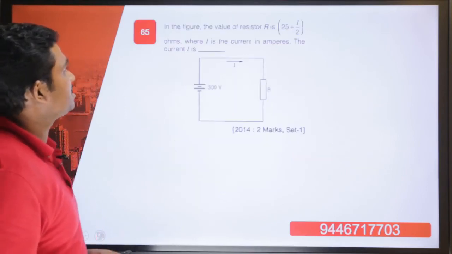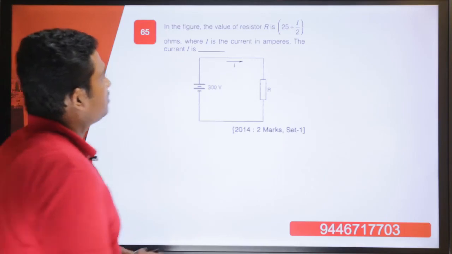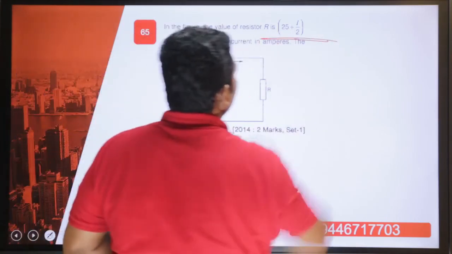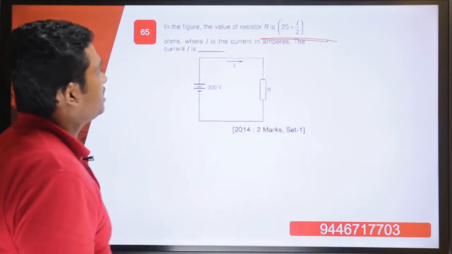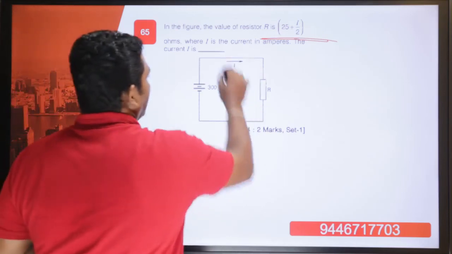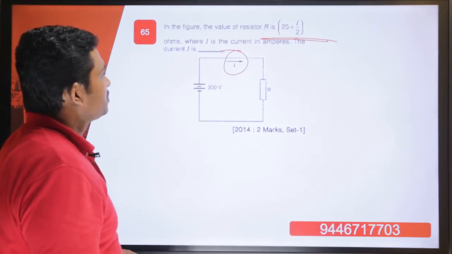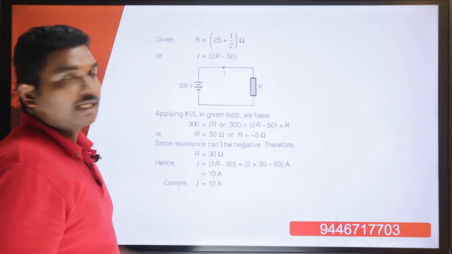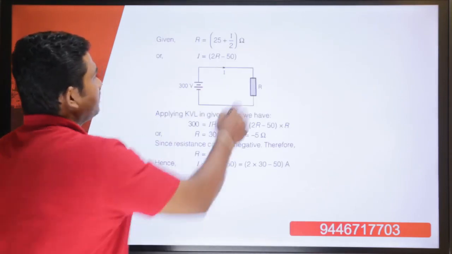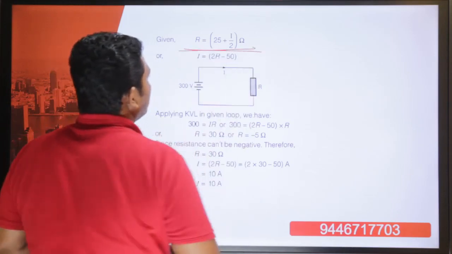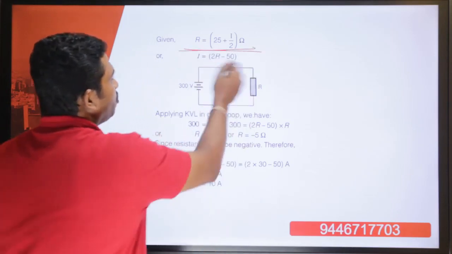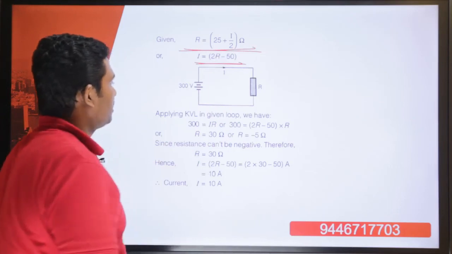Going into question number 65. In the figure, the value of resistance R is 25 plus I by 2 ohms, where I is the current in amperes. The current I is to be found out. Taking down the figure once again, R is given as 25 plus I by 2. So what is I? I is equal to 2R minus 50.